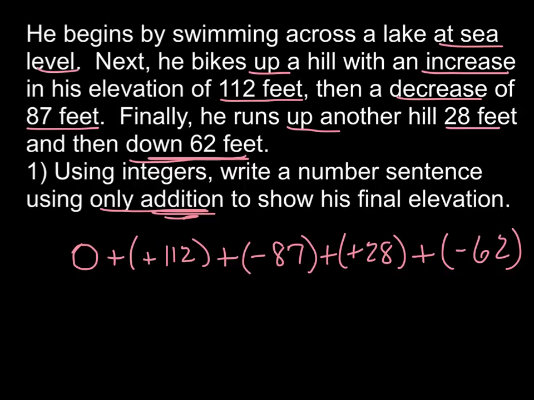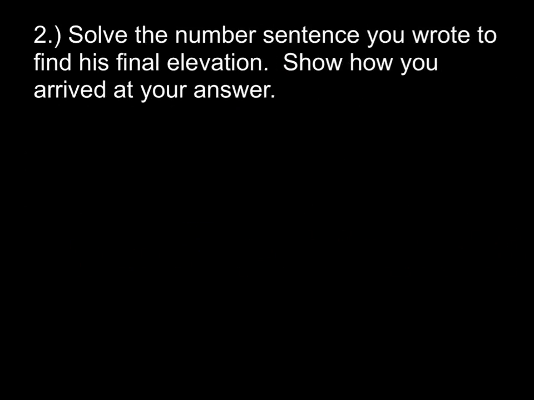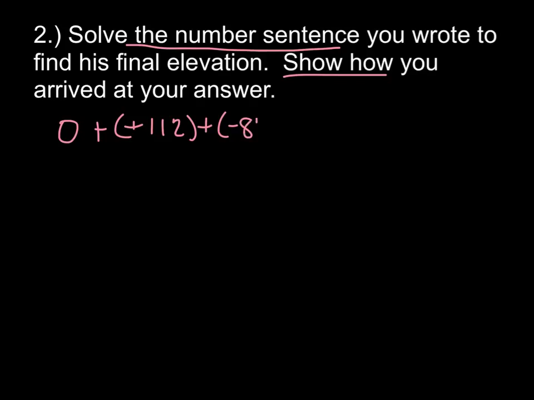Okay, so the next thing that I have to do is to solve this number sentence that we wrote, and I have to show my work. So I'm going to rewrite my number sentence. I've got 0 plus positive 112 plus negative 87 plus positive 28 plus negative 62. And I do, in fact, as always, have to show my work.